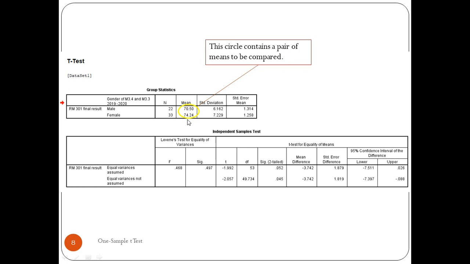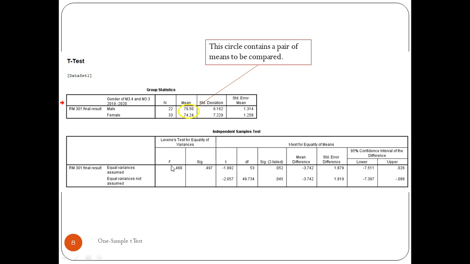But that's not fair. That's not correct, because the difference between the two means of around 4 points might happen by chance. We have no scientific evidence to conclude right now that the performance between the two groups is statistically significant. So to do so, we need to go to the second table. The second table gives us two kinds of tests.